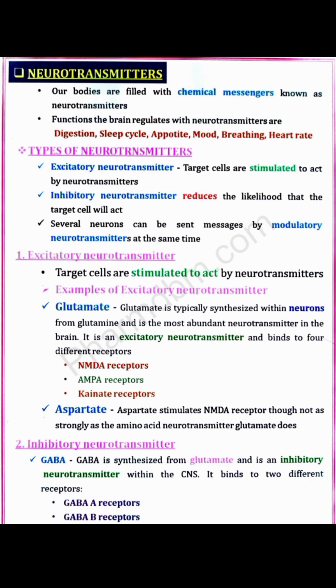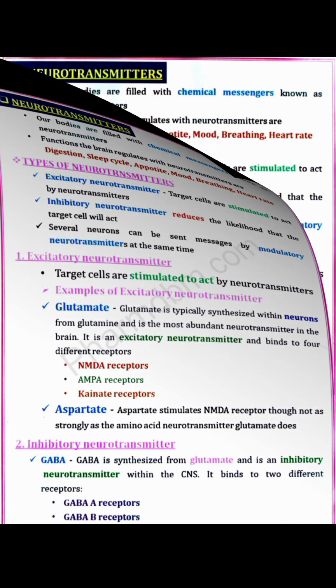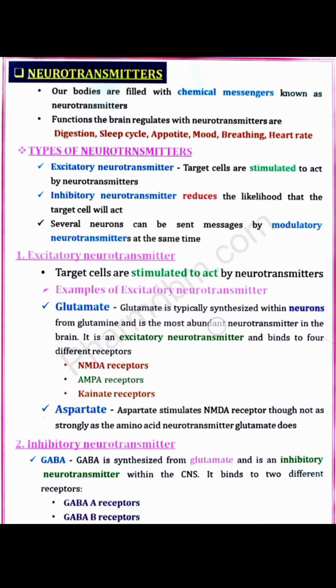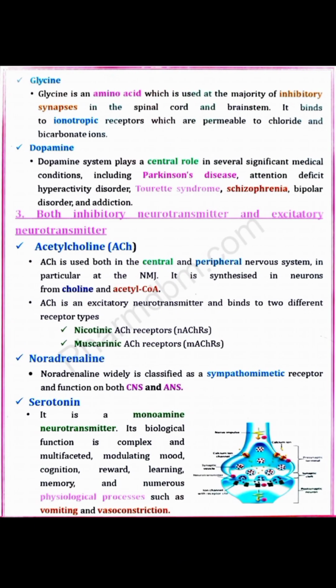Second one, inhibitory neurotransmitter GABA. GABA is synthesized from glutamate and it is an inhibitory neurotransmitter within the CNS. It binds to different receptors: GABA A receptor, GABA B receptors. Glycine. Glycine is an amino acid which is used for the majority of inhibitory synapses in the spinal cord and the brainstem. It binds to ionotropic receptors which are permeable to chloride and bicarbonate ions.